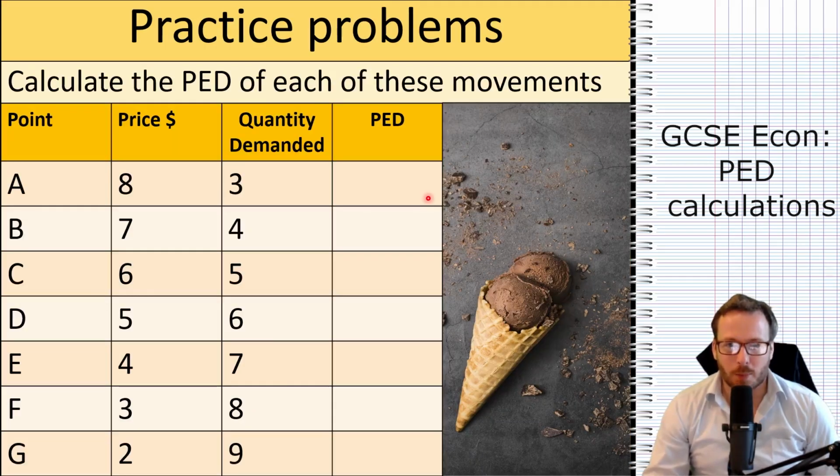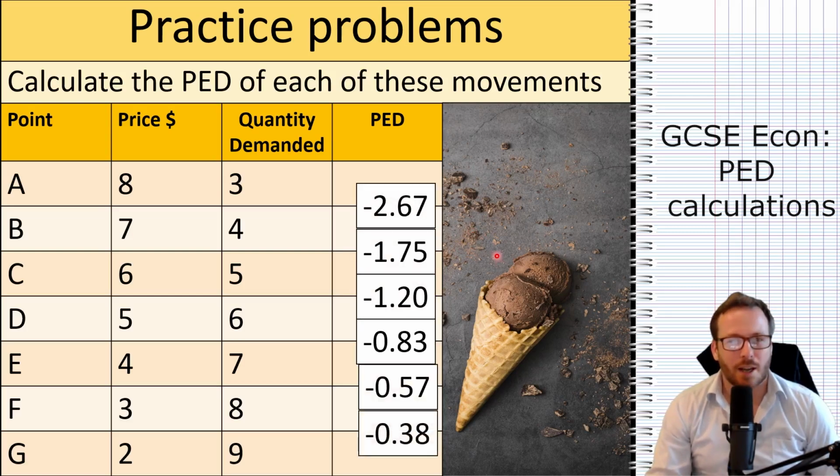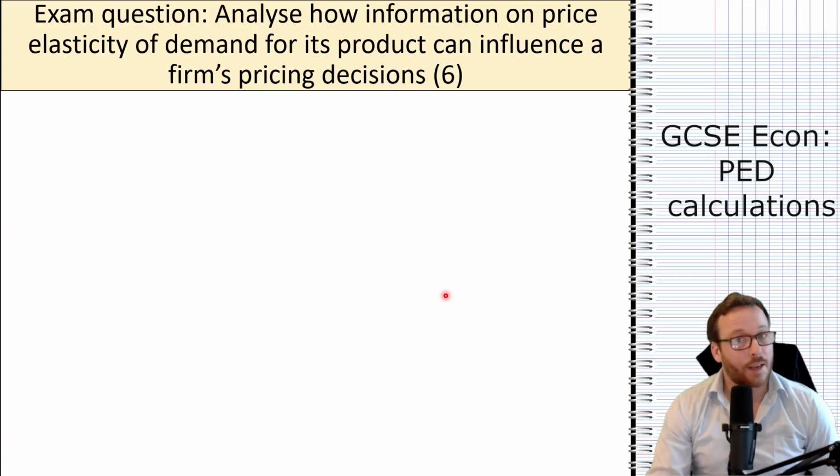All right, I want you to pause this video and I want you to calculate all of the movements, A to B, B to C, C to D, D to E, and show me if you understand the calculations of PED without any help. Try and remember the equation. Percent change in quantity demanded over percent change in price. Off you go. Did you get these values? I hope so.